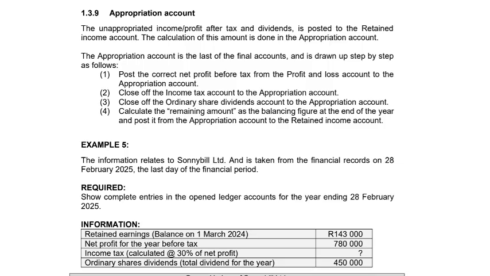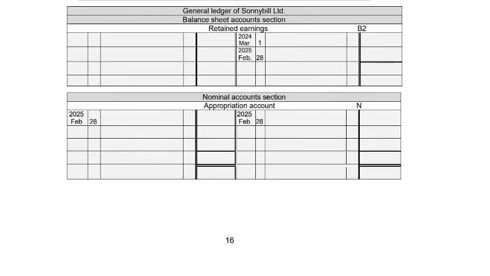In the General Journal of Sunnybill Limited, you will open a retained earnings account. On the credit side, we will then take our balance brought forward. Balance brought forward. And the balance brought forward is 143,000.